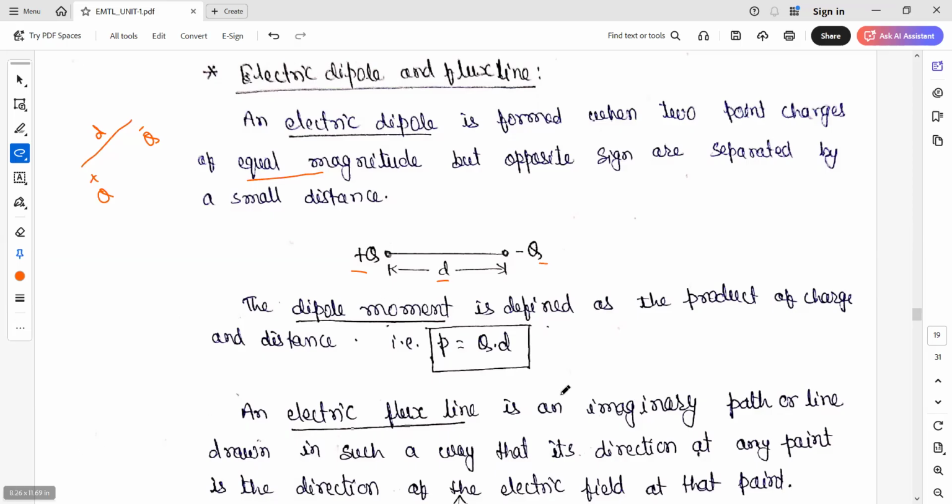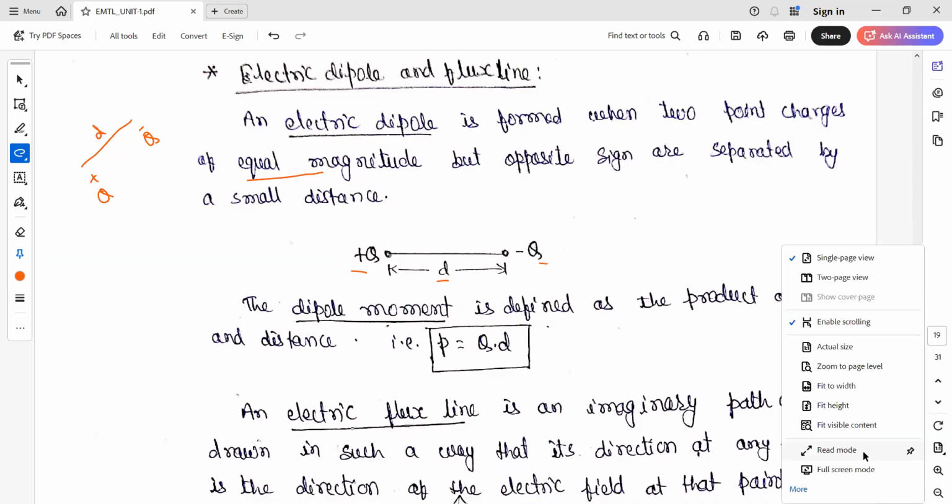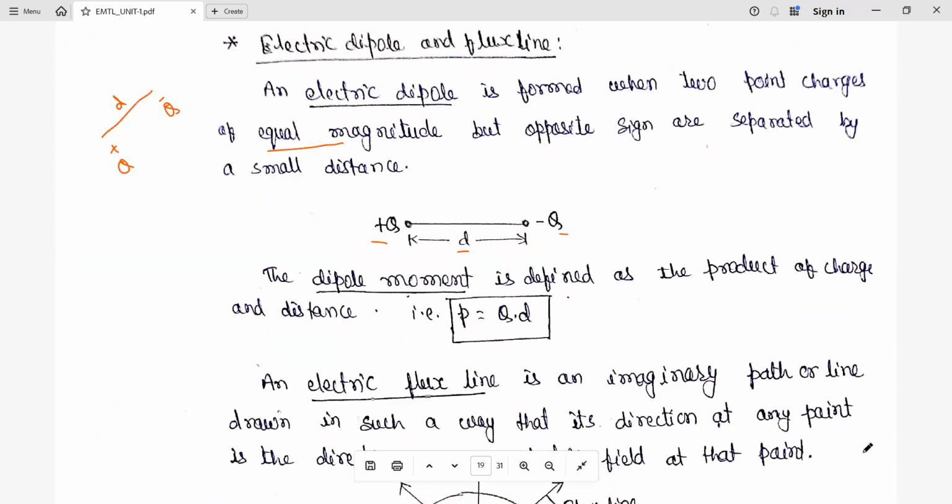When you take this dipole, sometimes we have permanent and sometimes, depending upon the electric field, we have different orientation. Now in this case, we are trying to define the dipole moment. The dipole moment is the product of the charge and the distance between two charges. So that is p equal to Q into d.